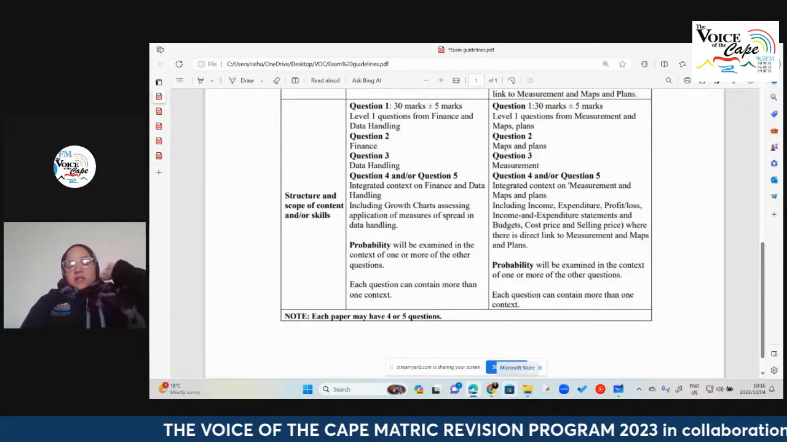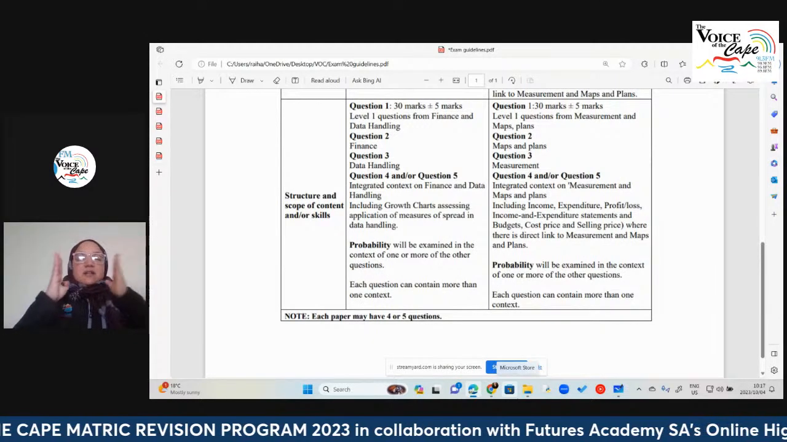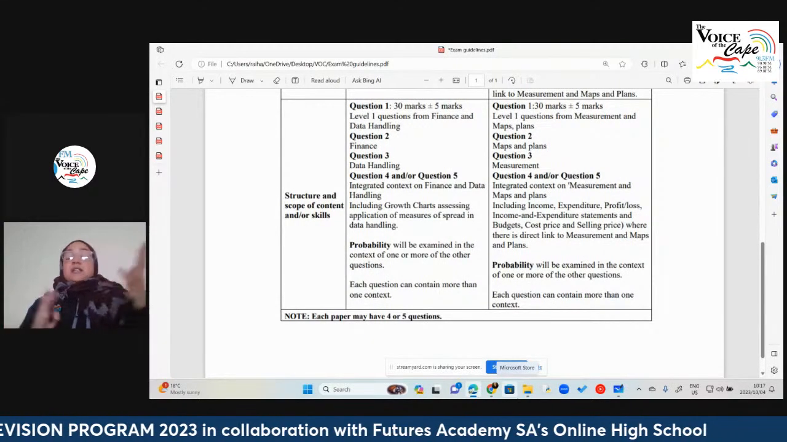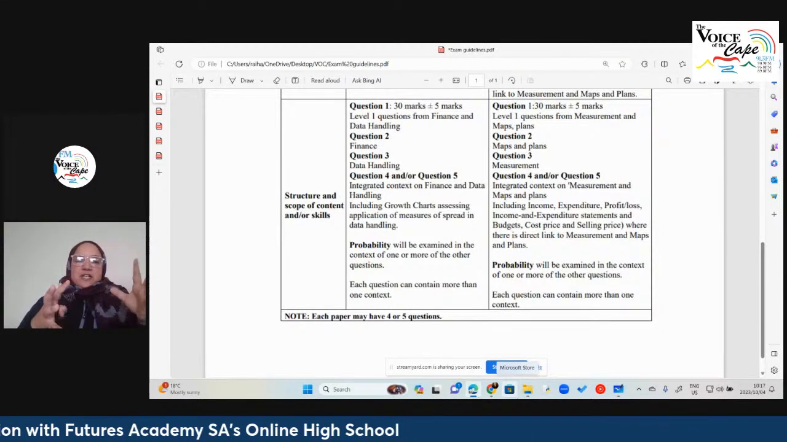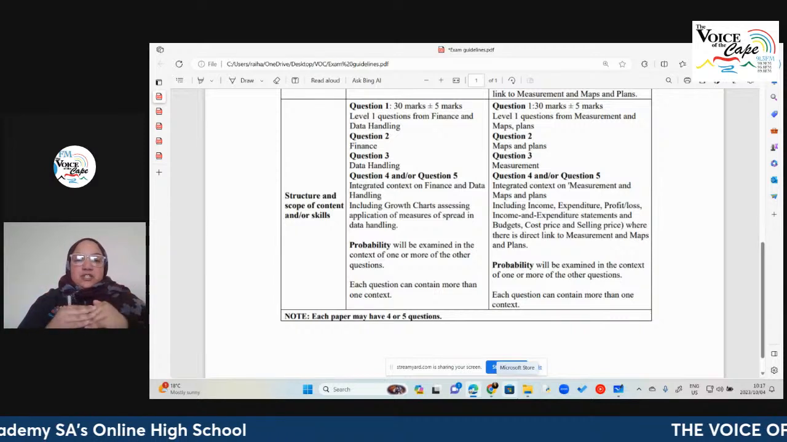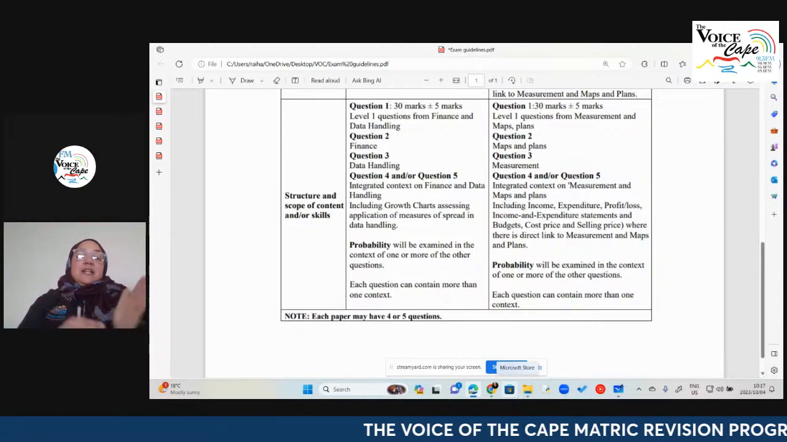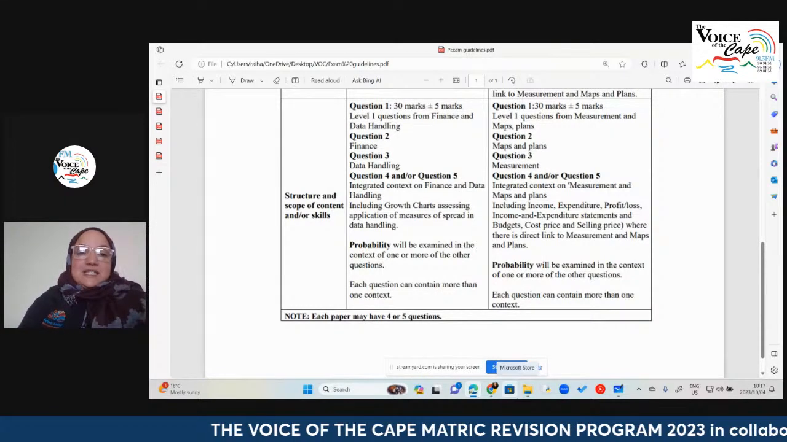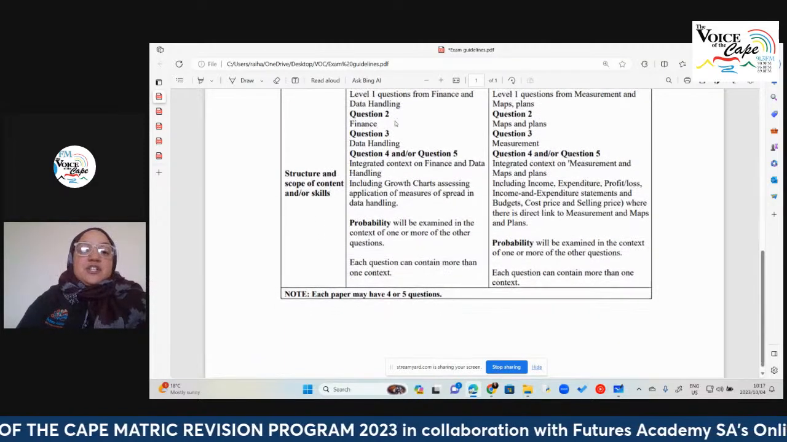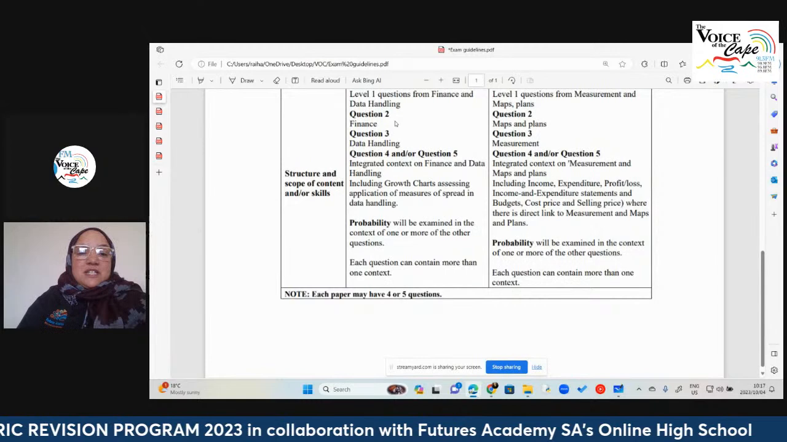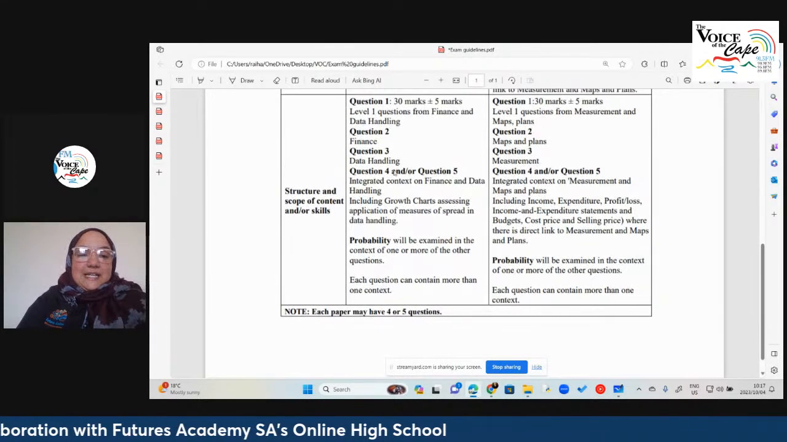Okay, so with Math Lit, the questions aren't as structured as the paper 1 for pure maths, where paper 1 will be just on algebra. Here in our paper 1, question 1, it's both finance and data handling, but the lower level ones. Okay, so it'll be easier finance and data handling. Your question two will be just finance, and it will be a more complex finance example. Question three will be a more complex data handling example.